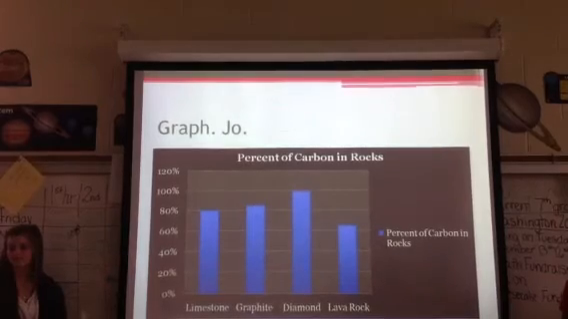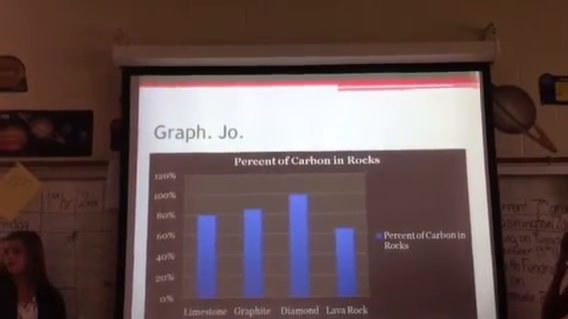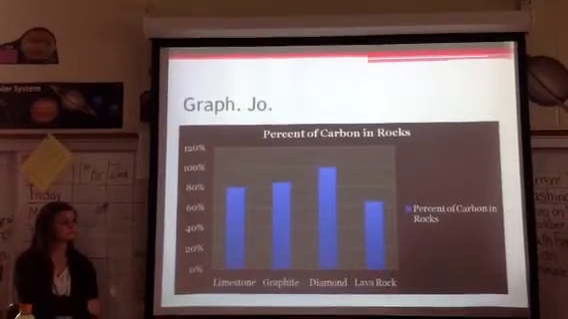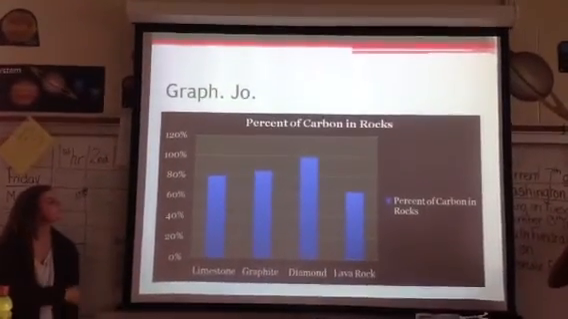This is a graph of the percent of carbon in rocks. Limestone has 80% carbon in it. Graphite has about 83. Diamond has 99, and lava rock has about 60.